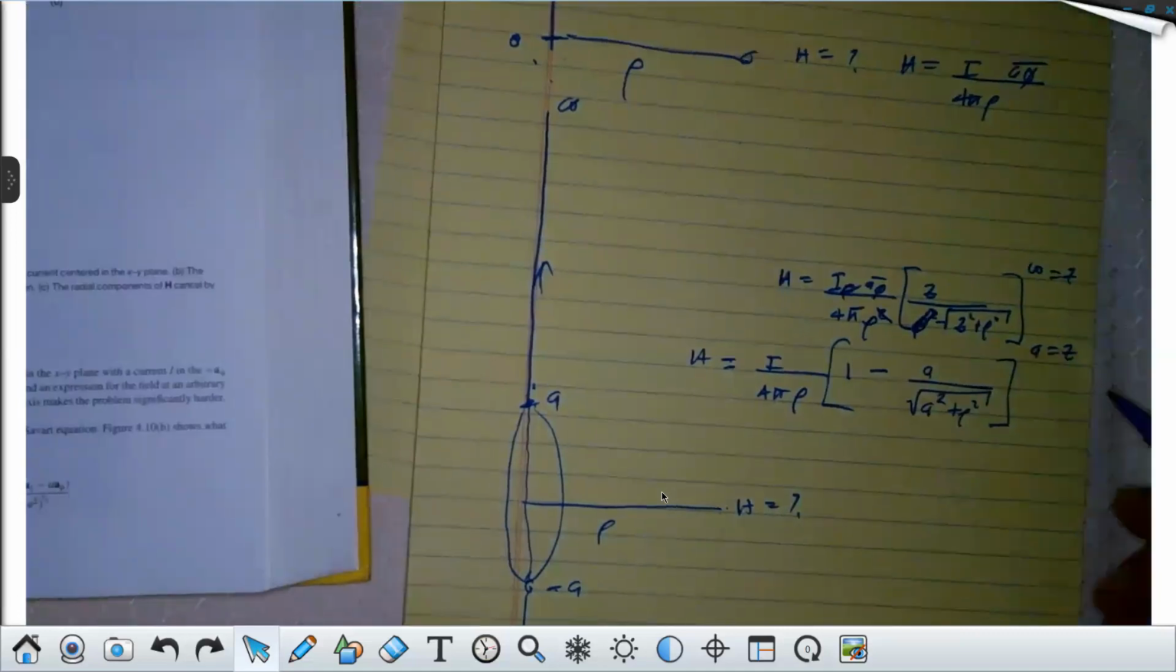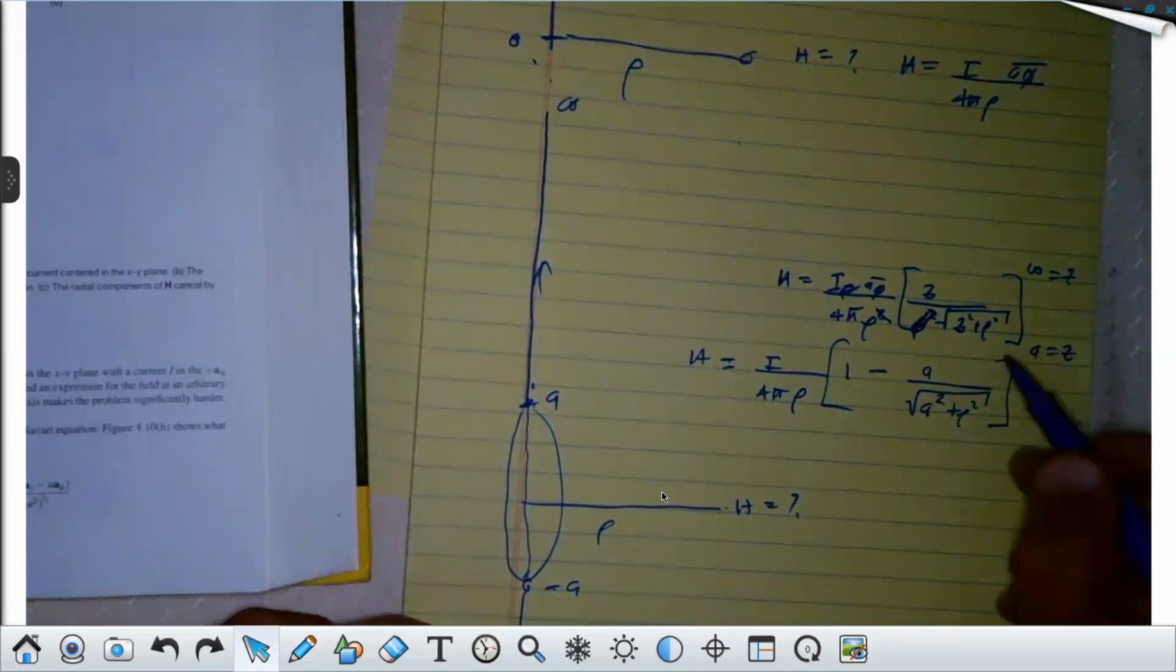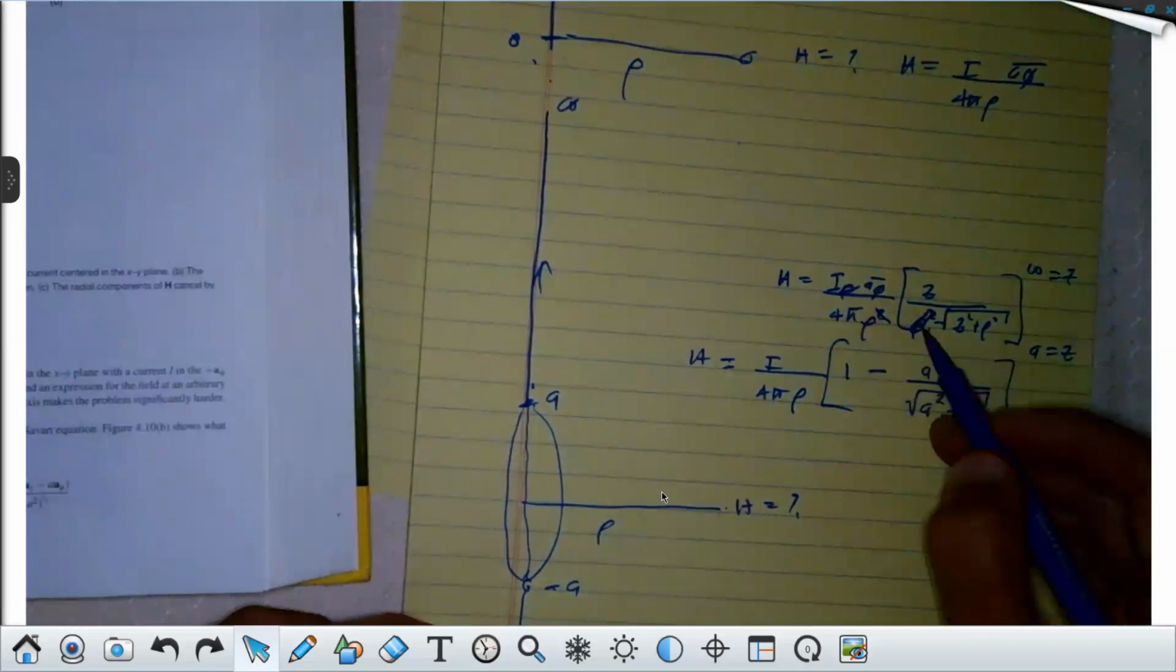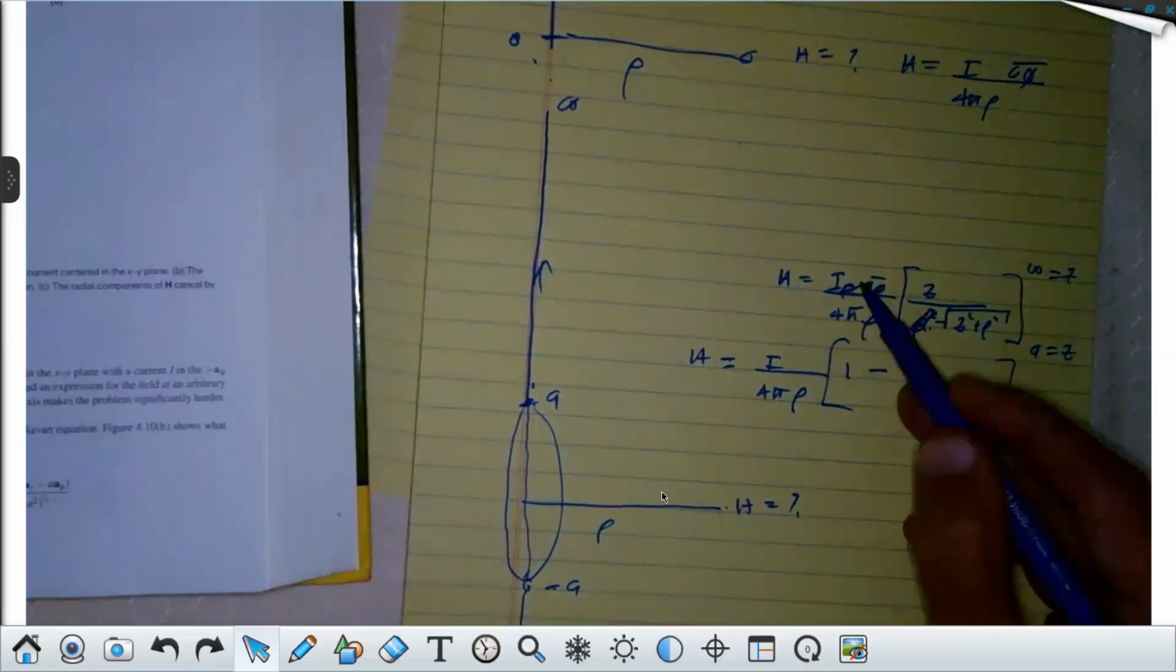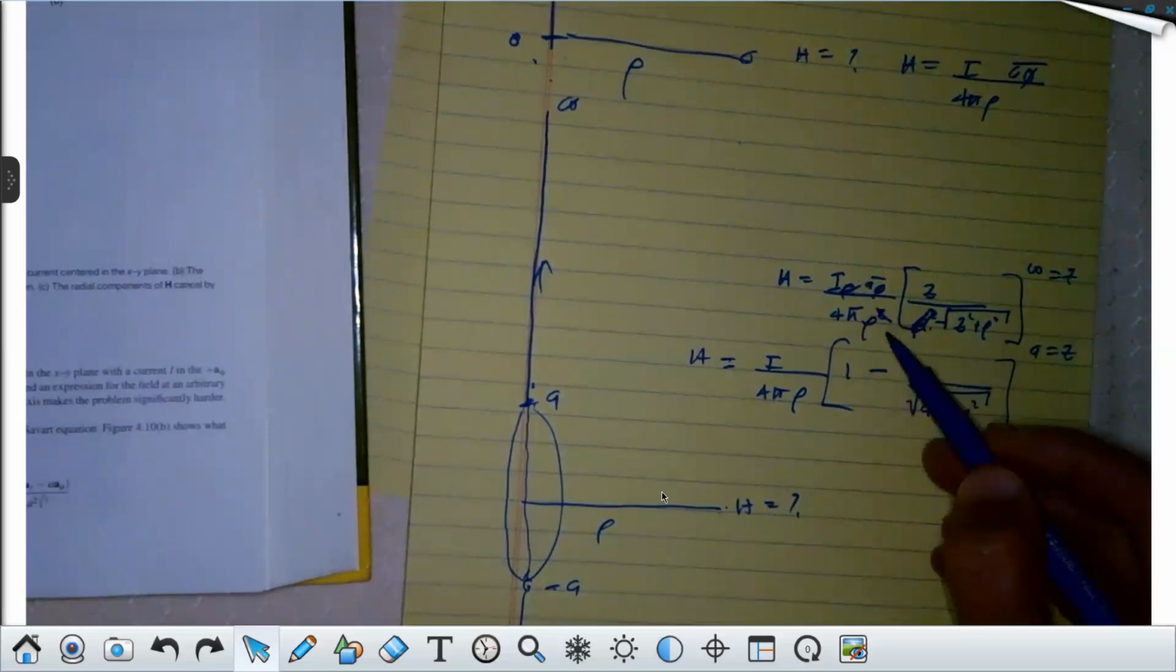How did you take the rho squared out? Well, there's a rho here and a rho squared here. Rho is a constant, right? There was a rho up top and a rho squared downstairs, so that would leave a 1 over rho. Okay.